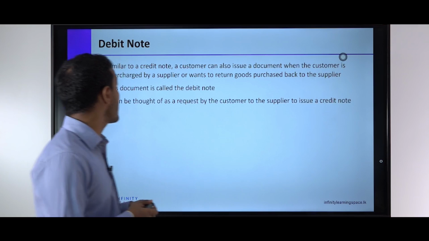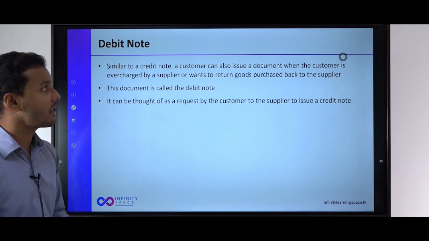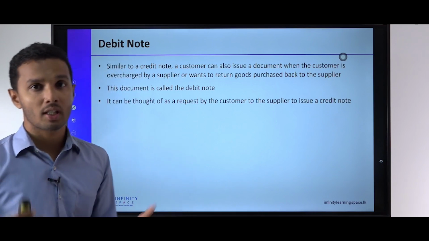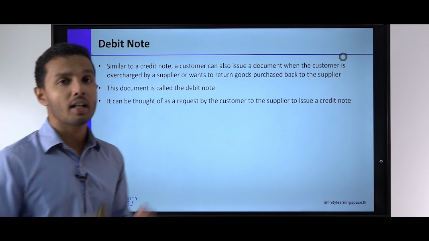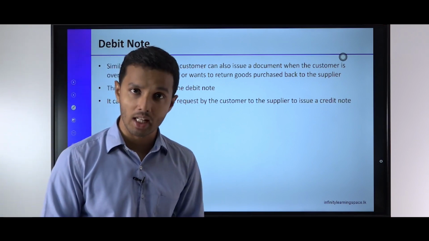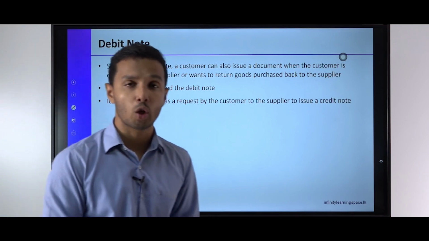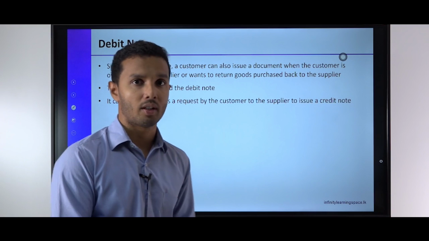So then we have the debit note. Now, for the same transaction, the customer can issue a debit note. We just learned that a credit note is prepared by the supplier when a customer returns goods or when the customer has been overcharged. So, in the same situation, the customer can also prepare a document and send it to the supplier. That's called the debit note, right?